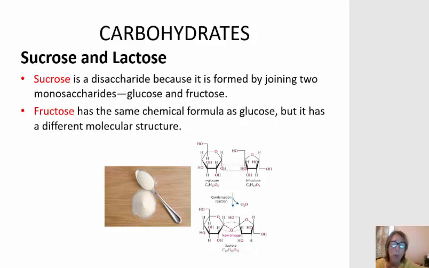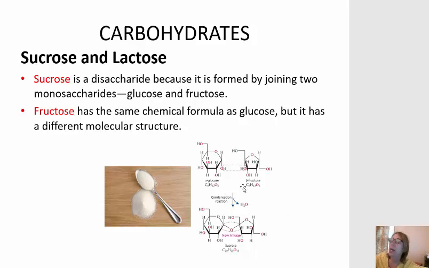There are a few carbohydrates that you will be expected to identify, and one of them is sucrose. Sucrose is a disaccharide made from the bonding of glucose, which is a monomer, and fructose, which is another monomer. Now, fructose has the exact same chemical formula as glucose, C6H12O6. However, the connections and bonding are slightly different.